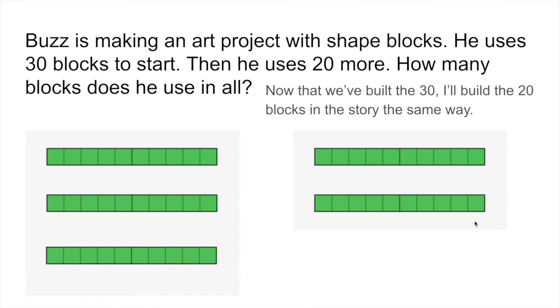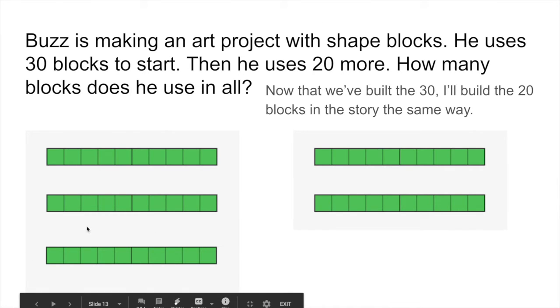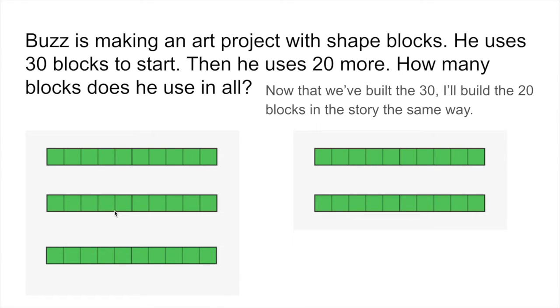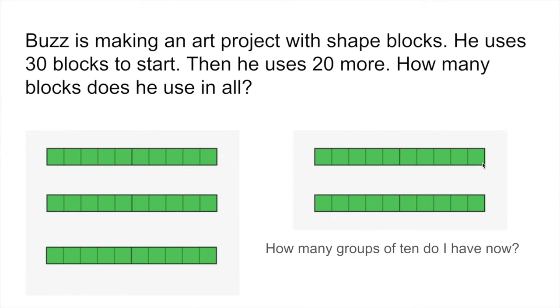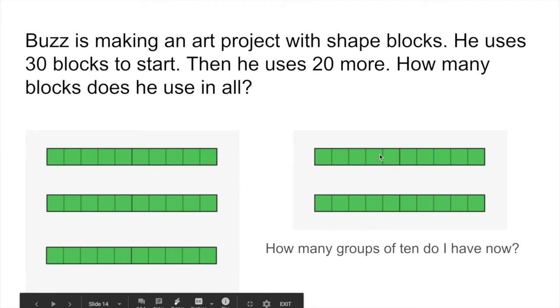Okay, so back to the story problem. It said that first he used 30 blocks, that's what we built over here, and then he used 20 more. So using the same strategy we did before, here's where I built the 20. So here's his 30 blocks he started with, and here's the 20 blocks. How many groups of 10 do I have now? To figure out the groups of 10, I counted one group, two groups, three groups, four groups, five groups. There are 5 groups of 10.